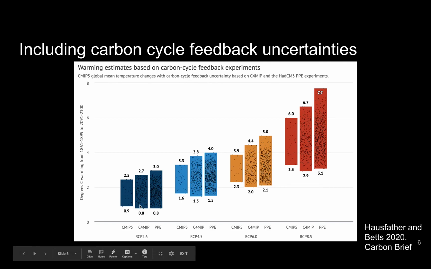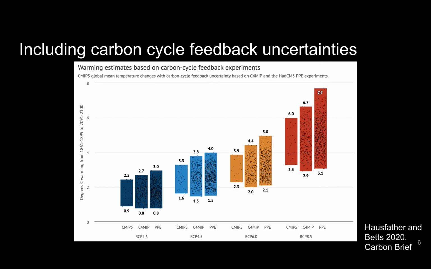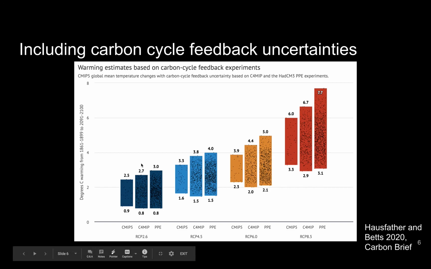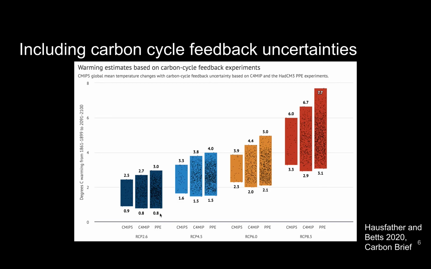So essentially taking each of the CMIP5 models, perturbing it by all the different estimates in C4MIP of carbon cycle feedbacks, and basing the resulting warming on the transient climate response of the model. And the third bar is doing the same, but for the perturbed physics ensemble estimates. And you see there's a fairly significant widening of uncertainty here in future warming, particularly in the high emission scenarios.